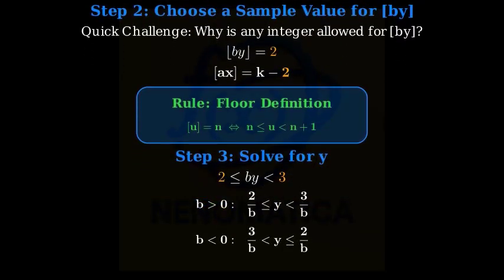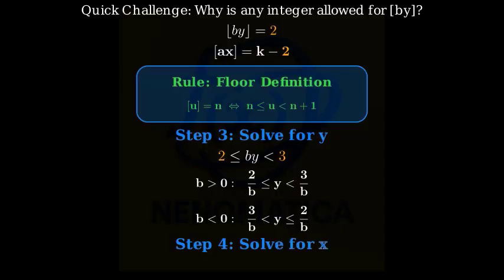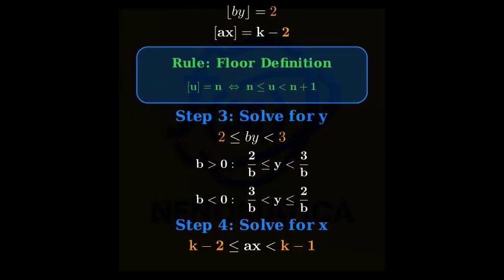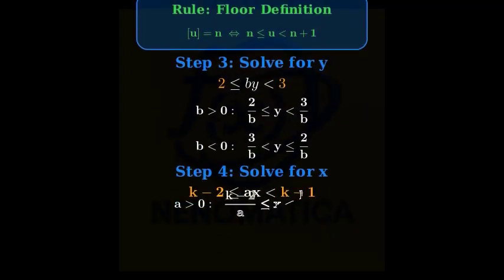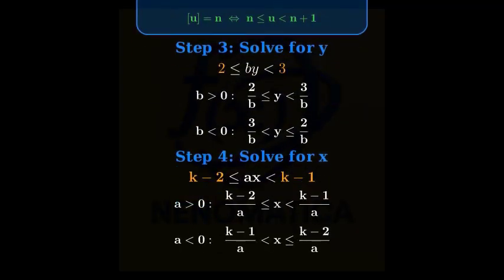Step 4. Solve the inequalities for x using the expression for the floor of ax. Since the floor of ax equals k minus 2, the value of ax must lie between k minus 2 and k minus 1. We divide by a, again considering the sign of a.